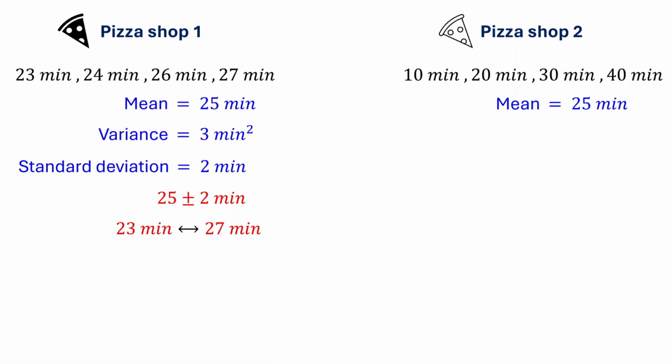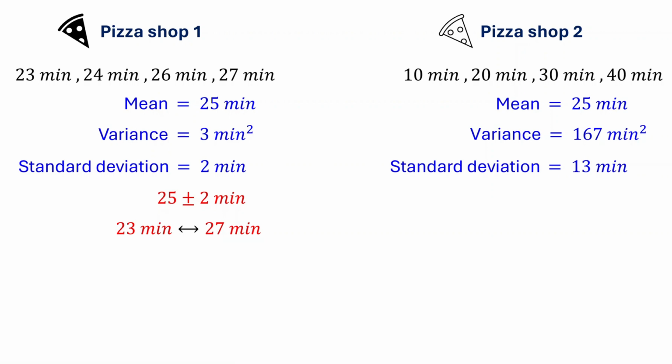But for the second shop, the variance is about 167 minutes squared, and the standard deviation is about 13 minutes. This means delivery times vary widely by about 13 minutes from the average. Pizzas could arrive anywhere between 12 and 38 minutes. With such a large variation, the second shop's delivery times are highly inconsistent and unpredictable.